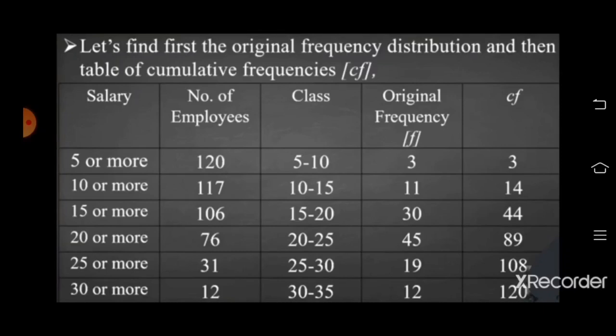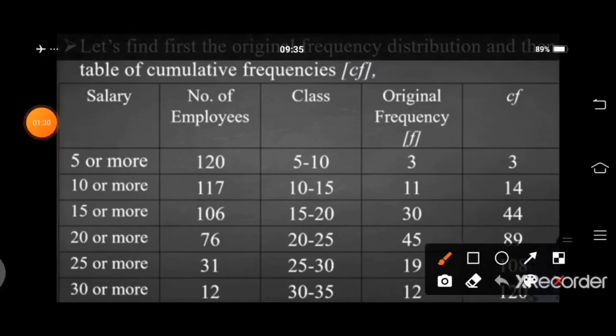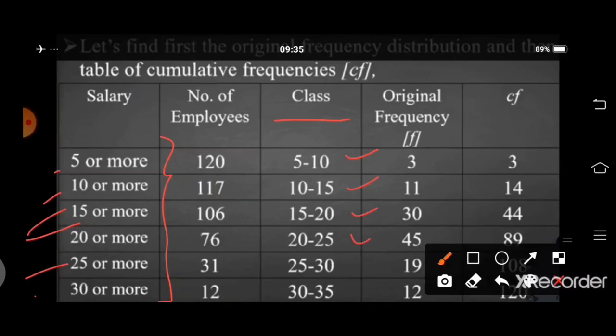First we will find out the original class frequency distribution. So automatically we can know here 5 to 10, 10 to 15, 15 to 20, 20 to 25, 25 to 30. As it is you will write here 5 to 10, 10 to 15, 15 to 20, 20 to 25, 25 to 30, 30 to 35. Now find out the original frequency distribution.